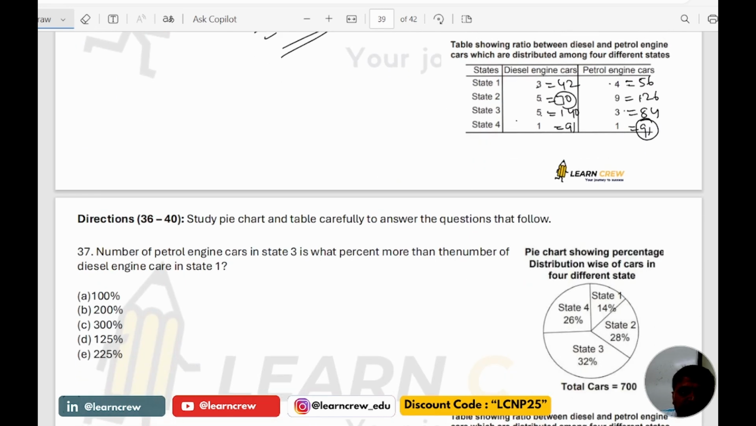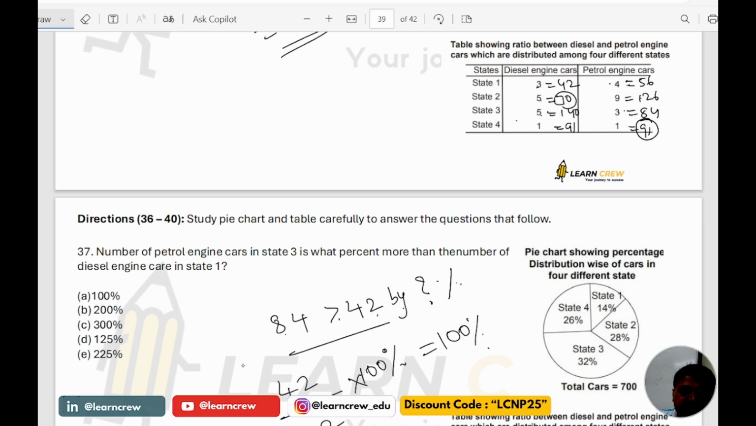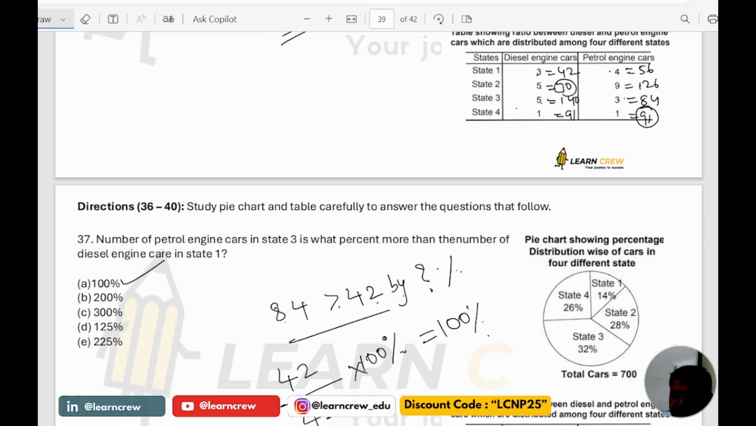Now next, number of petrol engine cars in state 3. Number of petrol engine cars in state 3 is how much? It is 84. 84 is what percentage more than the number of diesel engine cars in state 1? State 1 diesel engine cars are 42. 84 is more than 42 by how much percentage? One value is more than the other value by how much percentage? Difference by base value 42 into 100. 42 by 42 means it is 100 percentage. So answer is option A.